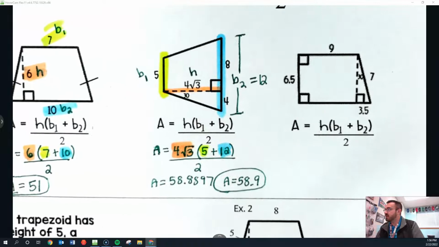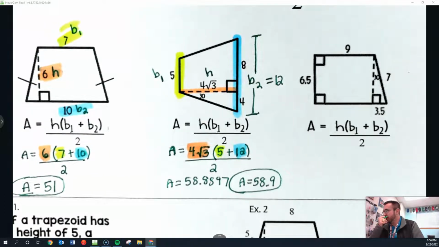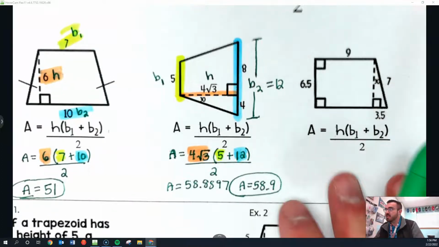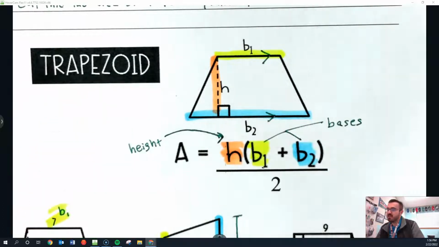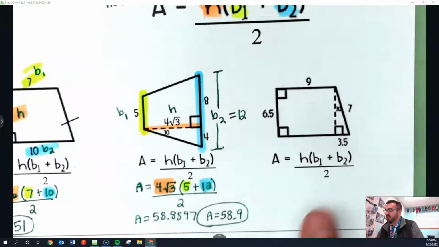All right, let's take a look at this one. This one is a little bit different because it is not what we call an isosceles trapezoid. But the deal is this formula always works for any trapezoid. It doesn't matter if it's isosceles or not. This will still work. So maybe it would be helpful if I color-coded it first.